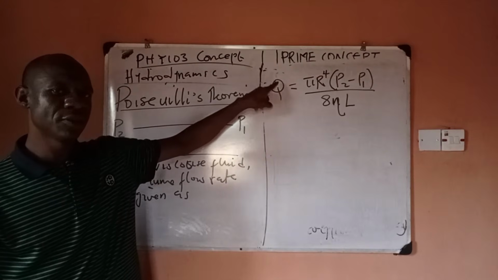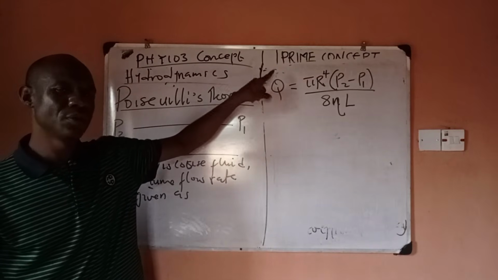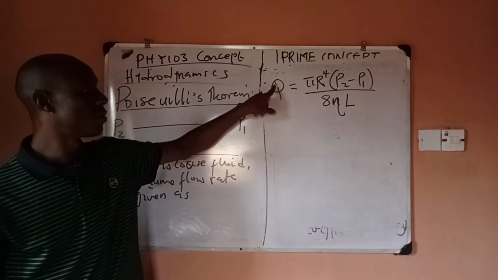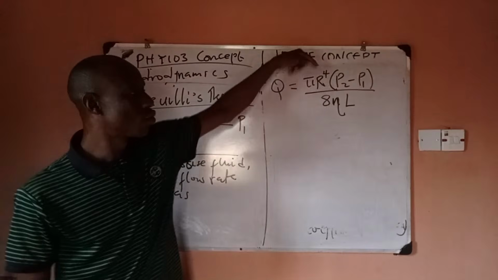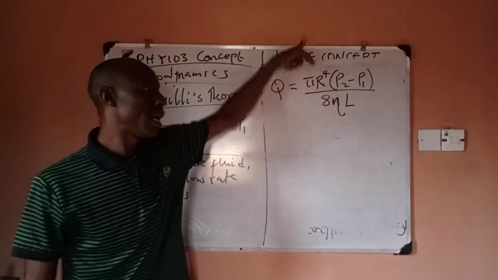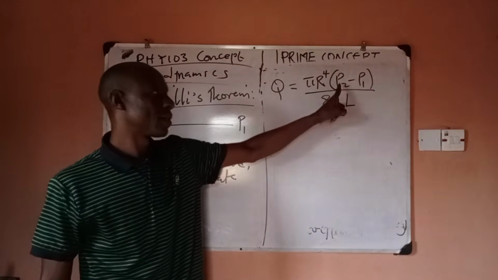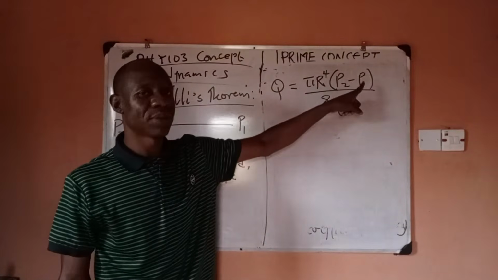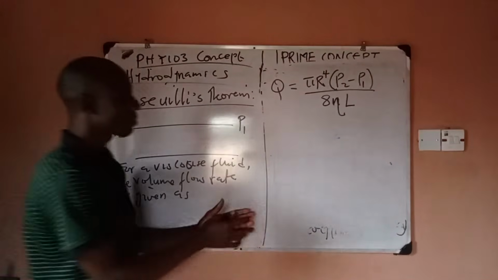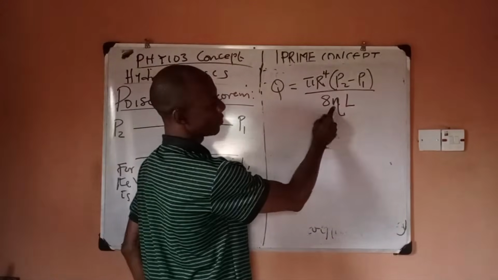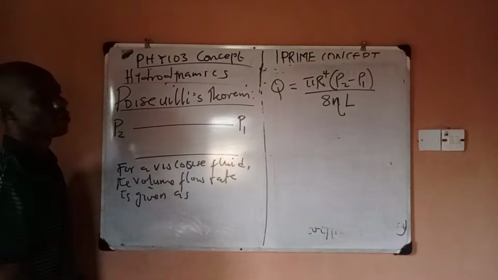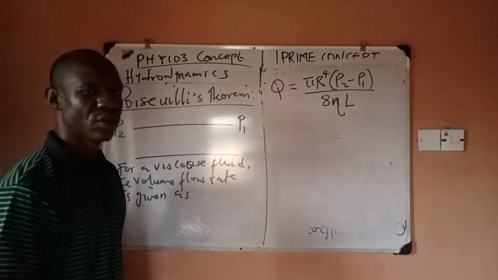What is the unit of volume flow rate? Meter cube per second. Meter cube per what? Second. So the volume flow rate is pi r to the power 4, not r square. Don't make that mistake. Pi r to the power what? 4, to the 4th power, times P2 minus P1, the change in pressure. You can still say P1 minus P2, depending on which direction. Divided by 8 times viscosity times the length of that pipe. So that is Poiseuille's theorem.